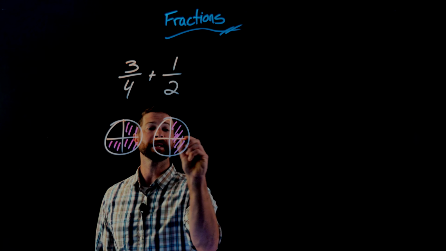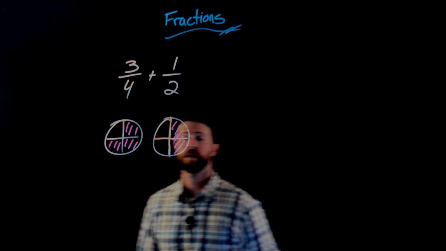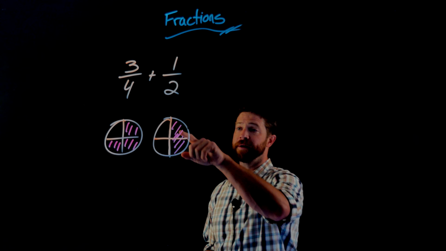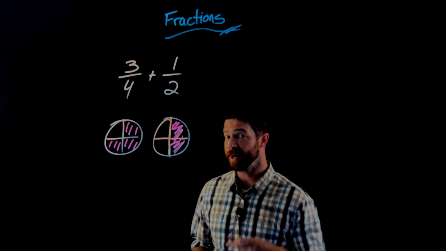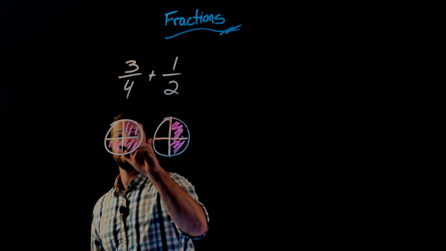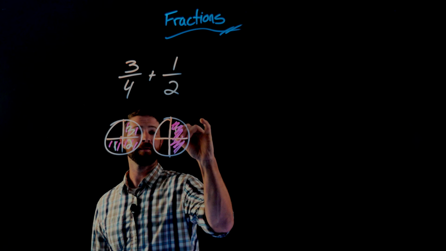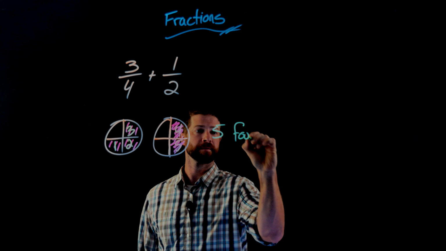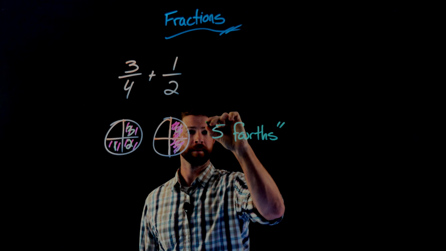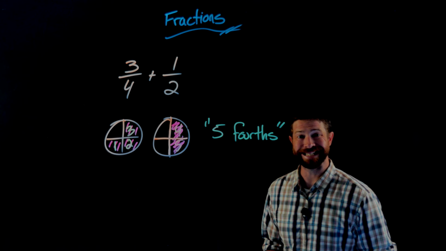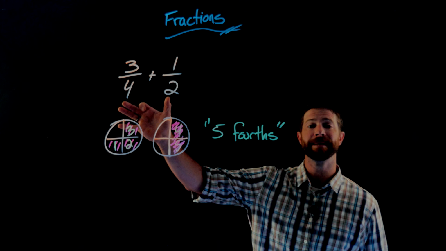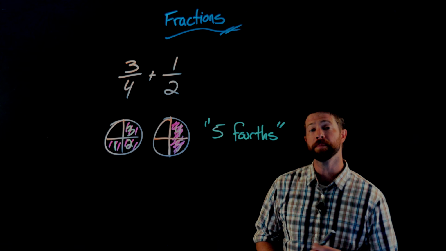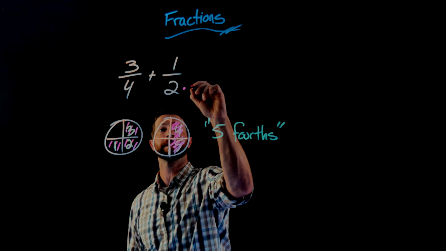If I cut this pie now into 4 pieces, the question is, how many of those 4 do I have? I have 2/4. If I am now going to add these together, I have 1, 2, 3, 4, 5. I have 5/4. How we do that in practice is we're going to change these so they're the same type. We want to change the halves into fourths. How we do that is we're going to multiply the numerator and the denominator by 2.